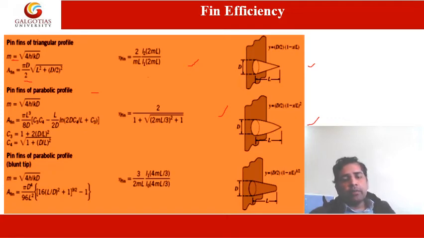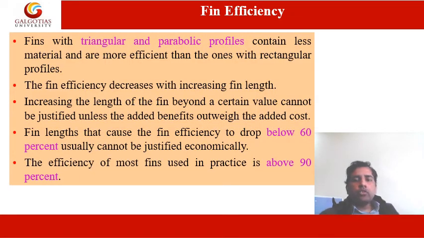Then pin type of fin of parabolic profile, blunt tip. The tip is a little bit blunted, a little bit cut, so it will give this kind of shape. So you can see that this is the relationship that holds for the parabolic blunt type of fin. So these are some of the important points that you must remember while dealing with fin efficiency.